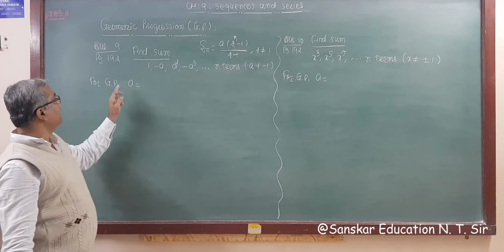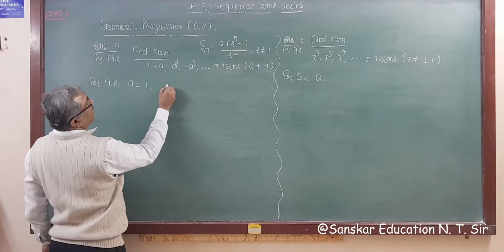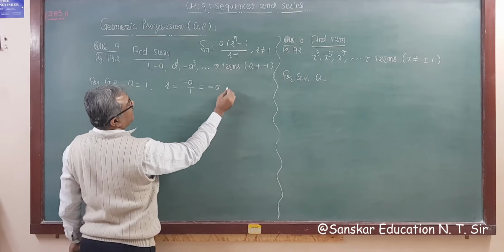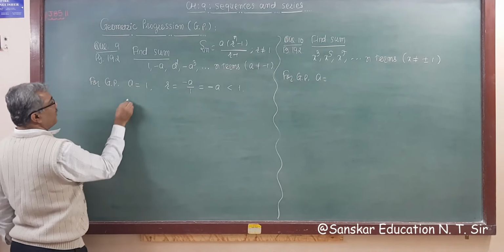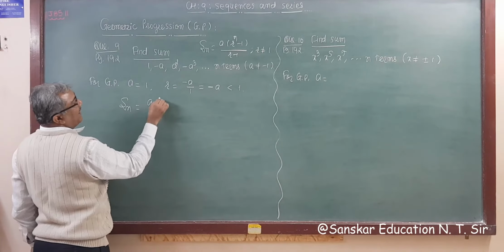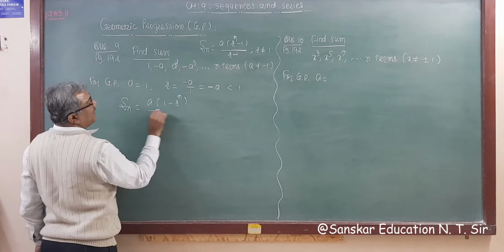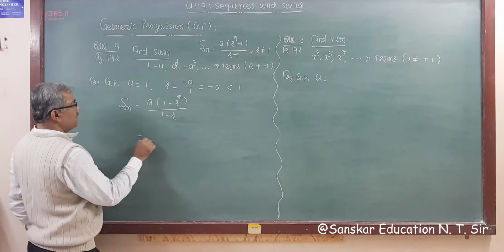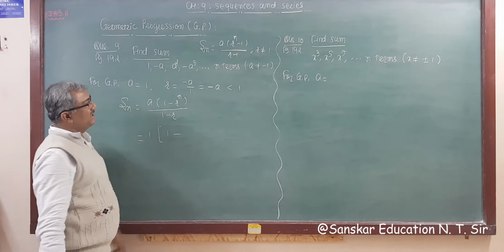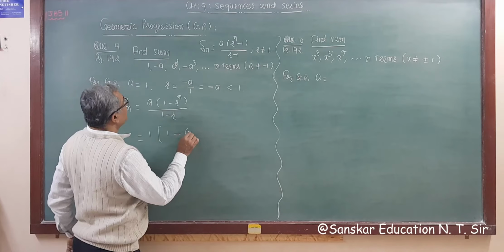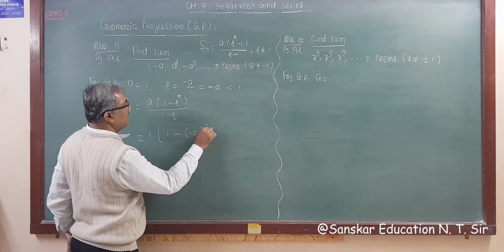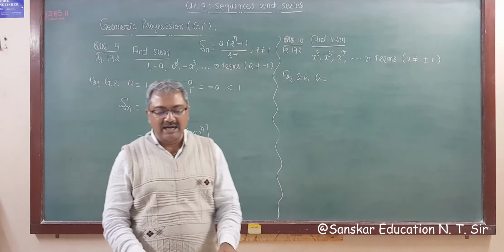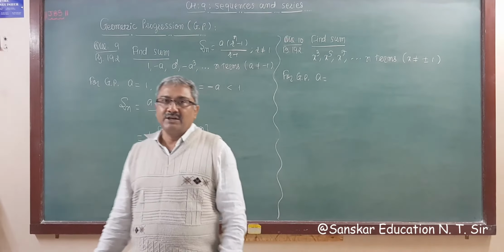For this GP, a is equal to 1, common ratio r is equal to minus a upon 1, that is minus a, right? Less than 1. So the formula for n terms is Sn is equal to a(1 - r^n)/(1 - r). This formula will come, right? What is a? It is 1. So 1 minus r, where r is minus a, whole raised to n, whole upon 1 minus r, where r is minus a, right? So what is your answer?